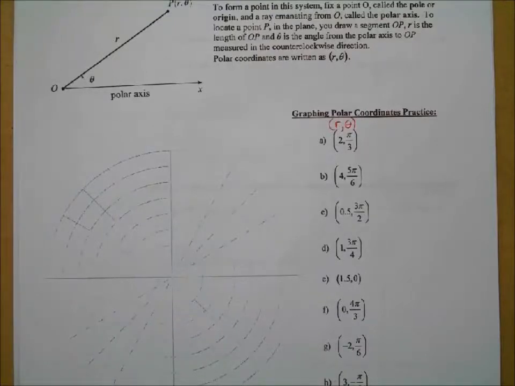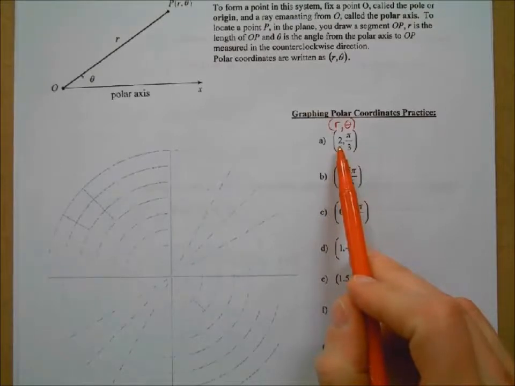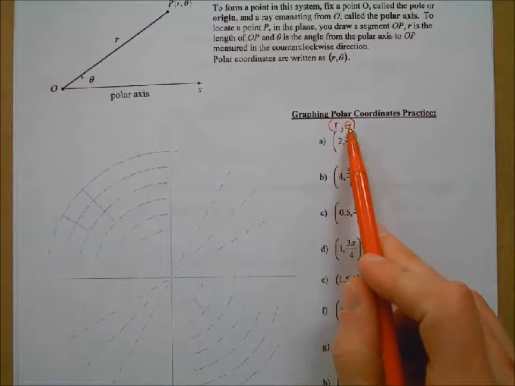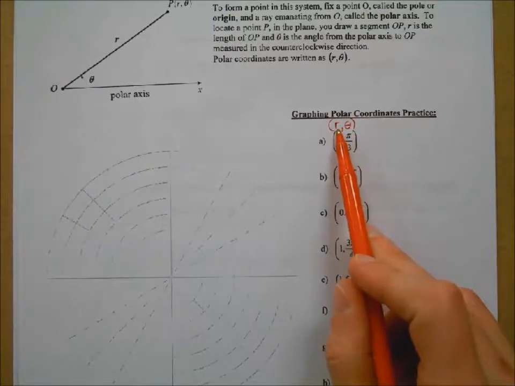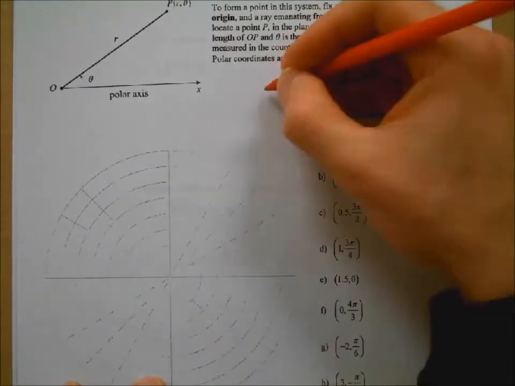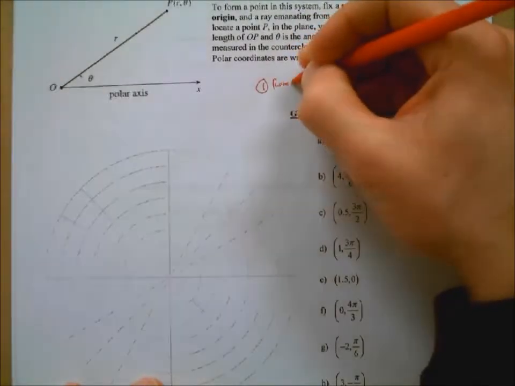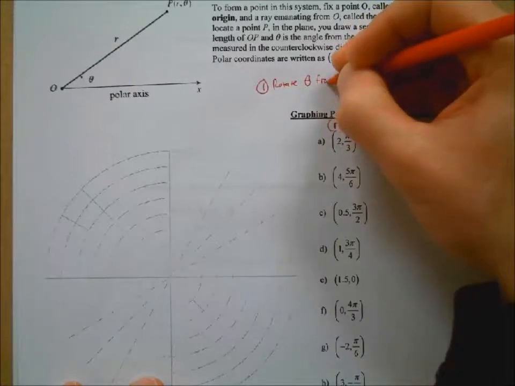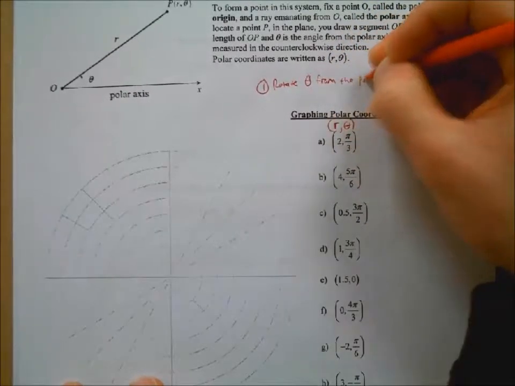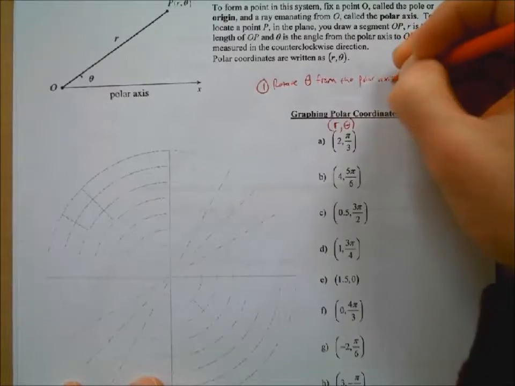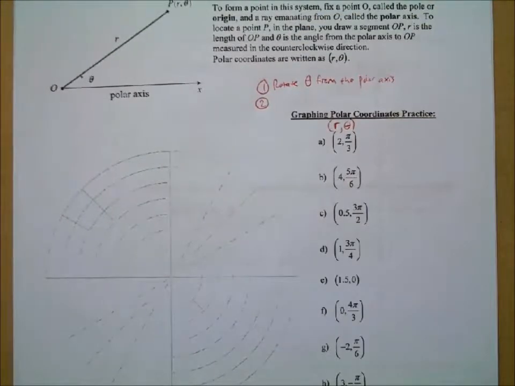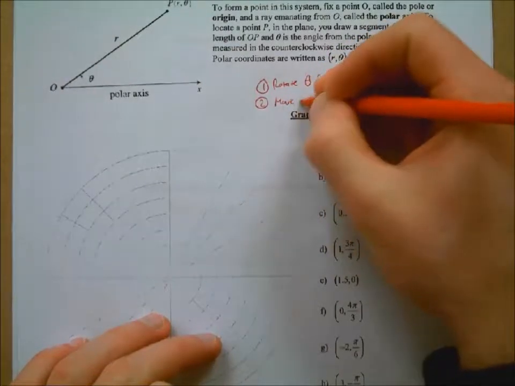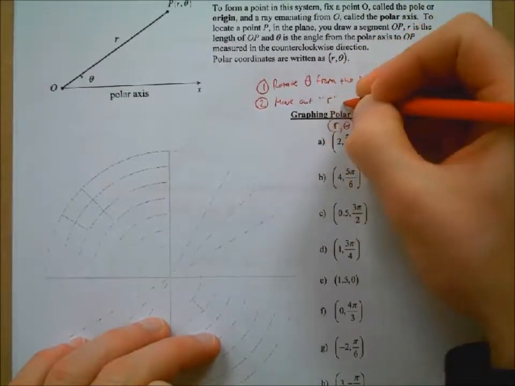So typically with rectangular, we graph the first number and then we use the second number to help us locate the point. Well, in this case, we're actually going to start with our second number here. We're going to find our theta, and then we're going to go out that r units. So I would say 1, rotate theta from the polar axis. Okay, and then 2, move out r units from the pole.